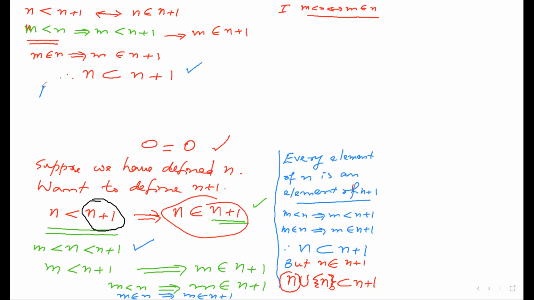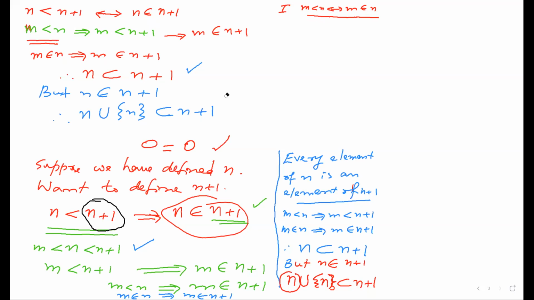So n, representing the integer n as a set, is a subset of n plus 1. We have achieved quite a bit now. But remember, n is also a member of n plus 1. Therefore, I can say that n union this set is contained in this set. Yes or no? How did we get this one?